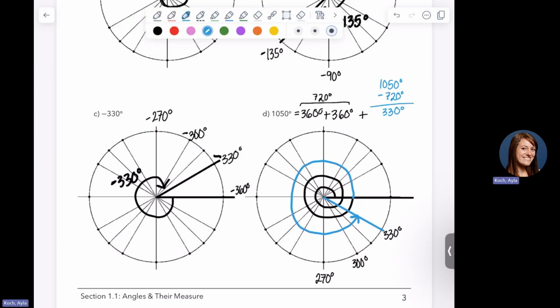You can do the same thing with negative angles. Negative angles could be more than 360 degrees. They could be negative 512 degrees. And it's just about doing all the revolutions that you possibly can and then finishing off that last bit.